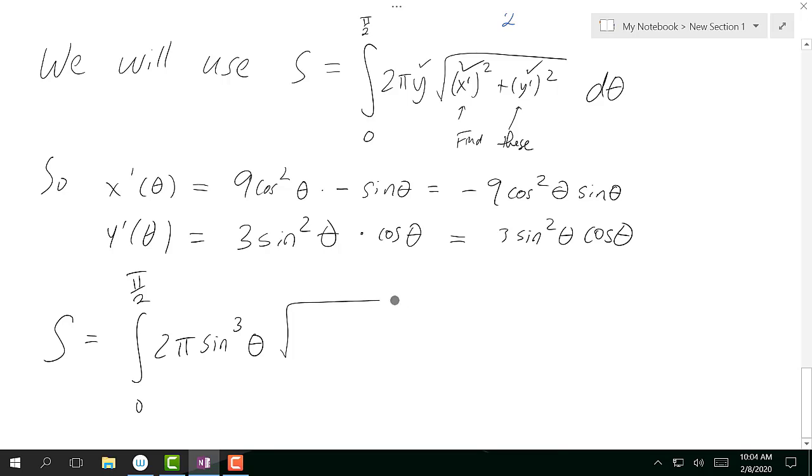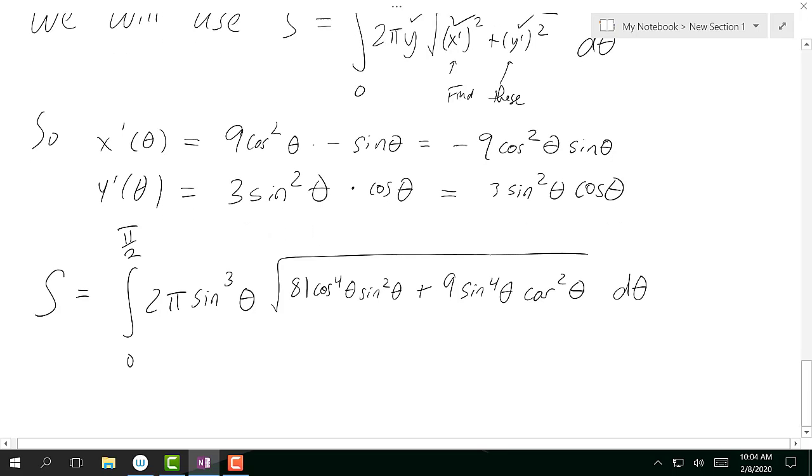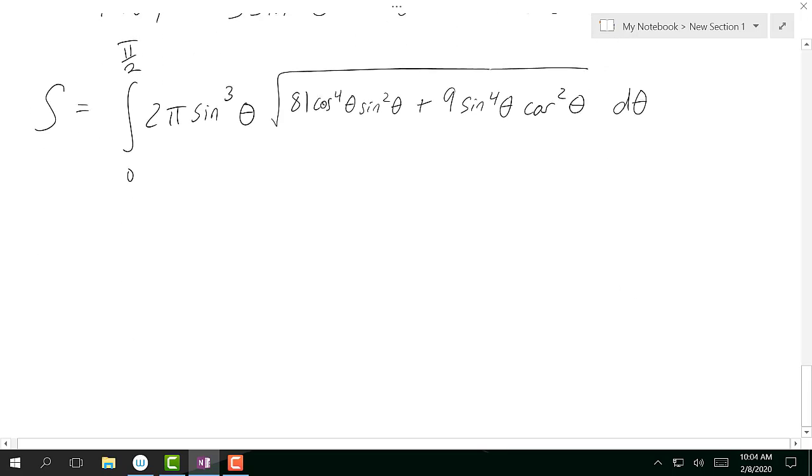And then we're going to have the square root of x prime squared, and so what we're going to get is 81 cosine to the fourth theta sine squared theta plus y prime squared. So we're going to get 9 sine to the fourth theta cosine squared theta d theta. So this does not look that fun to deal with, but that's okay. We can do it.